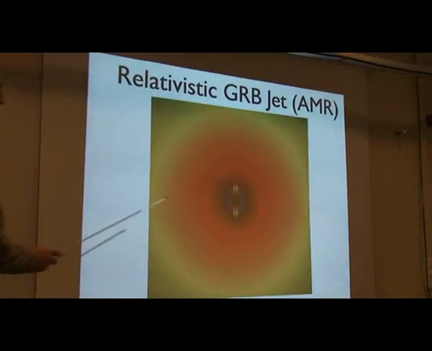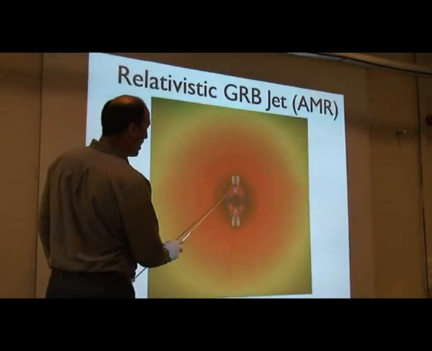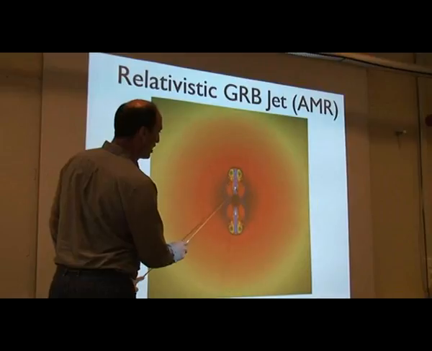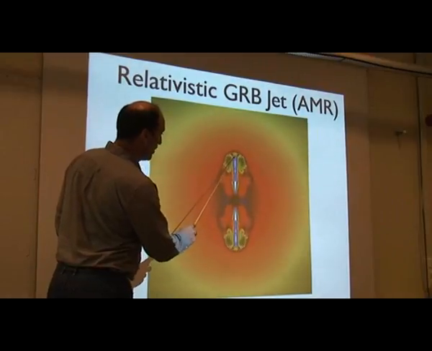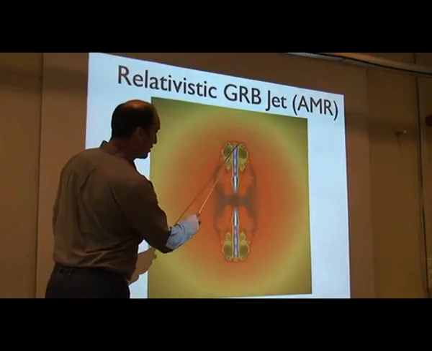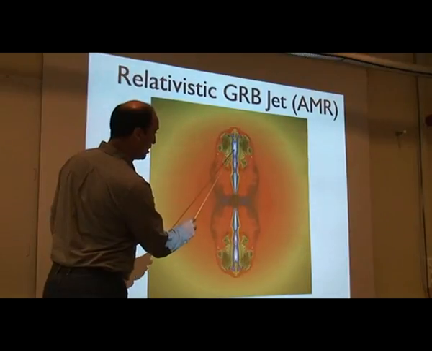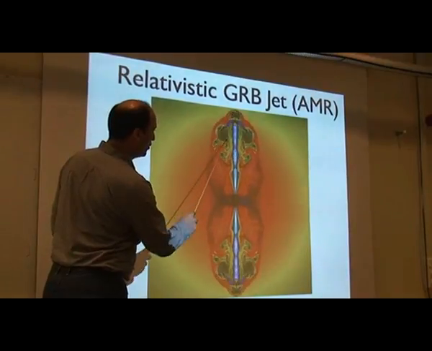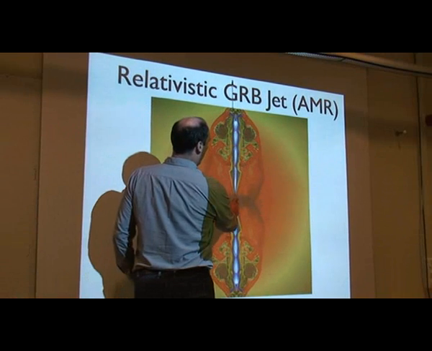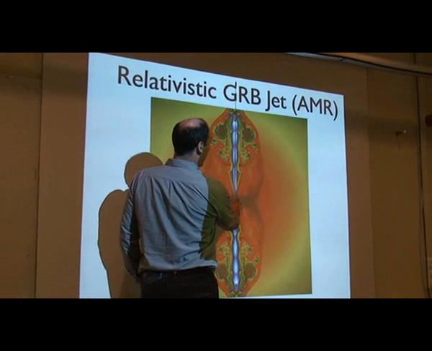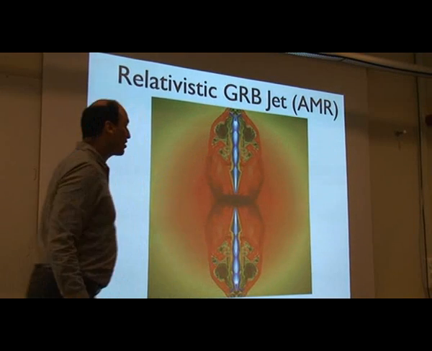This is an AMR simulation of a jet in a star. And the point is that the jet stays relativistic because there's a strong shock that it drives into the star, and that material is allowed to go sideways because this material is not moving relativistically. The blue stuff is. But what you do is you build a cocoon of hot material that surrounds an ultra-relativistic core of a jet, which is capable of escaping the star.